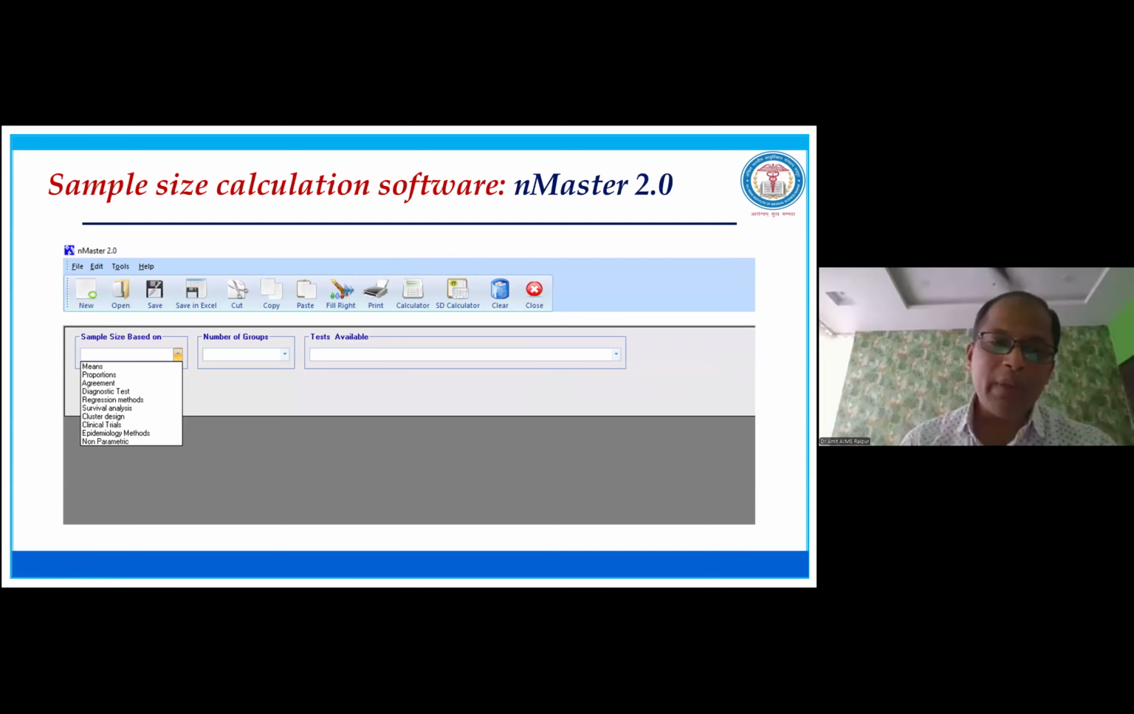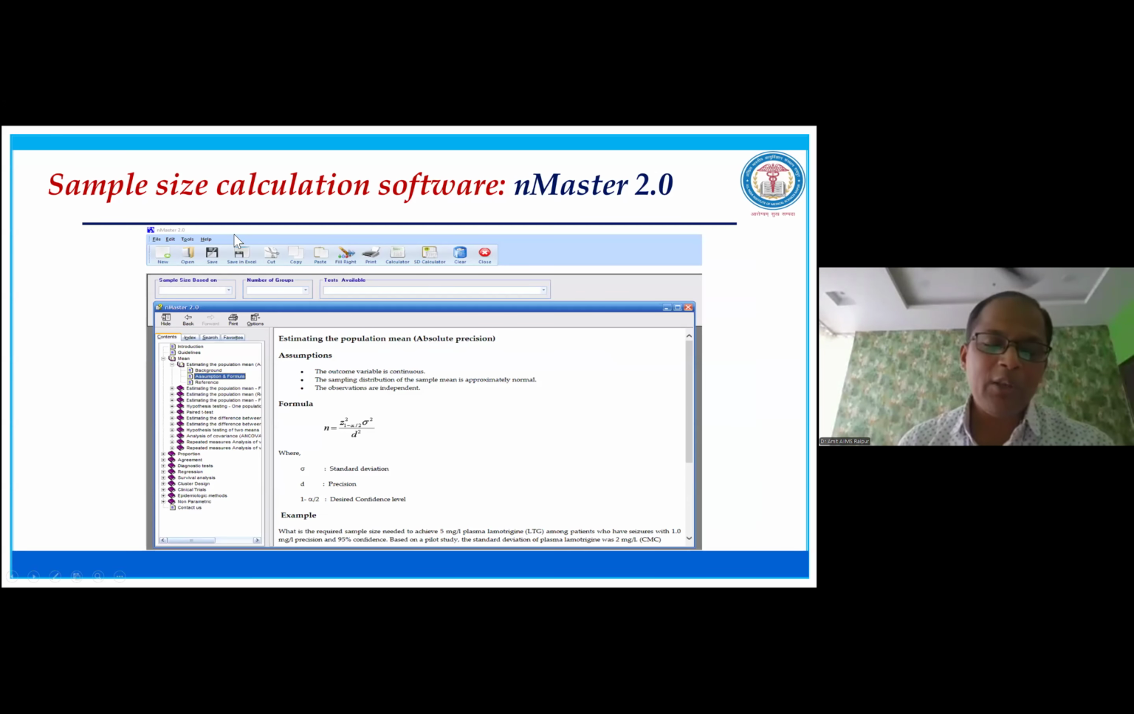If you have any doubt regarding sample size calculation, what to put and where to put, then there is another tool called Help. You can click this Help button and get all the information related to the fields which you have to fill to calculate the sample size. Here you can see there are also examples for sample size calculations. So it will help you to calculate the sample size.